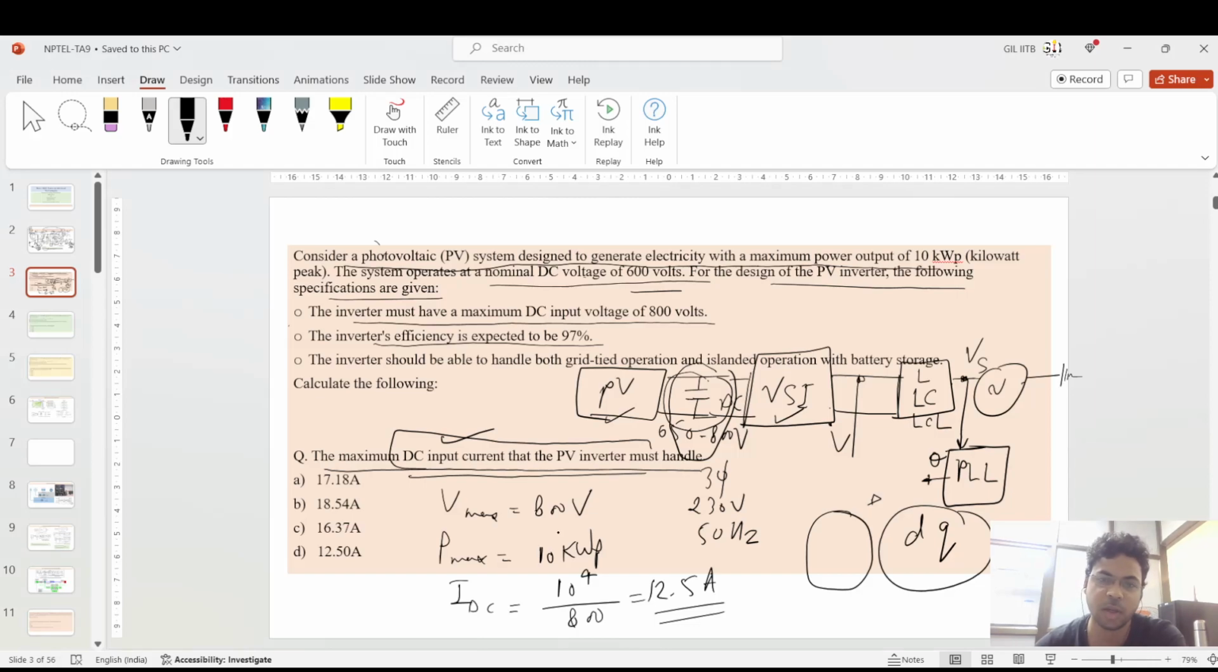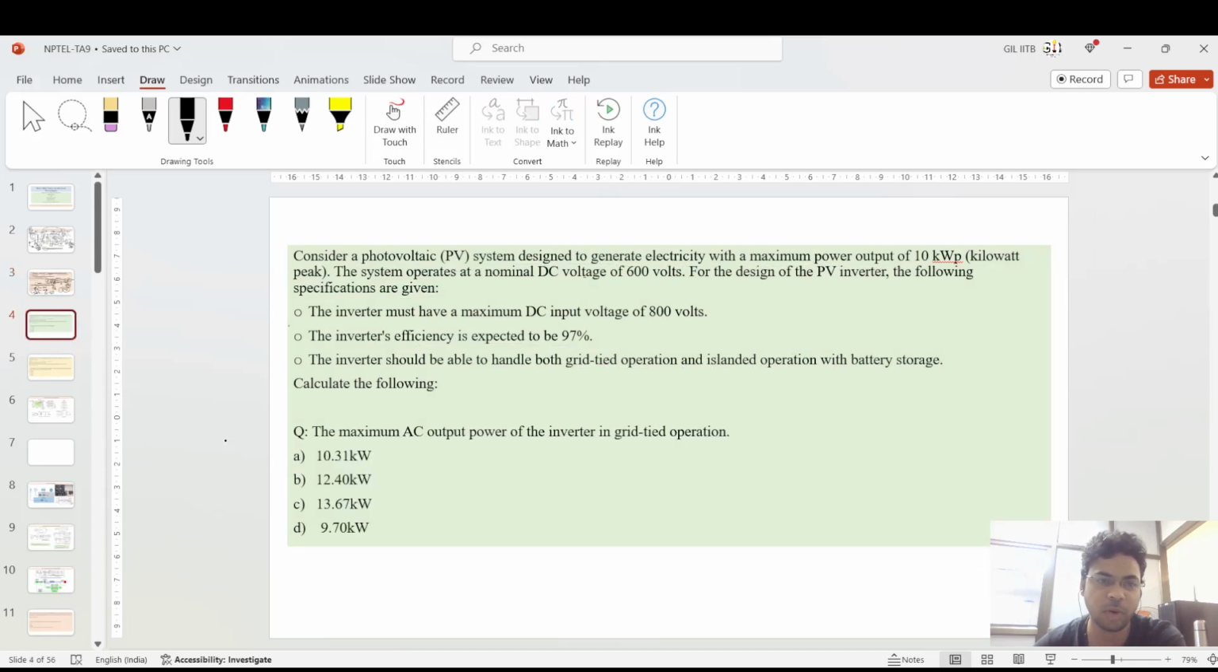What I am asking is the maximum DC current that the PV inverter must handle. So this is a design problem: how much current it should handle. You can also say that some of the current will go into the DC capacitor. That's fine, but it is very low, because I_C is omega C times V, and the C value is nearly in the microfarad range. Suppose it is 10 microfarad or 100 microfarad, so it will be very low.